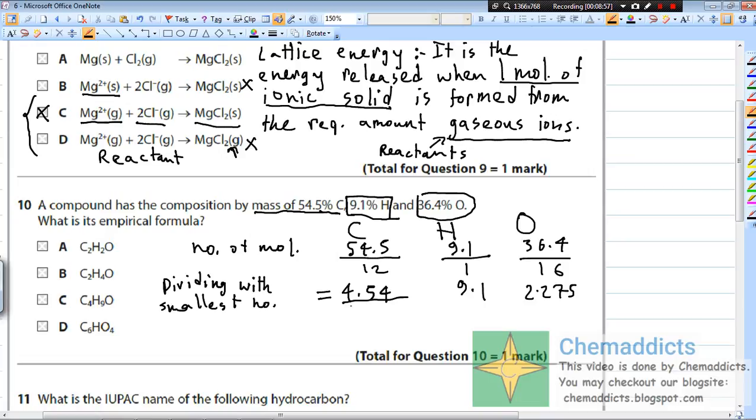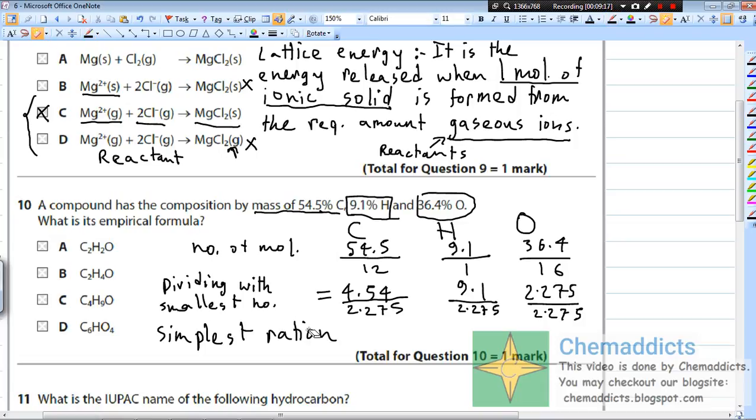So here the smallest number is 2.275. 2.275, 2.275. So here the simplest ratio would be... sorry, I have written "ration", another new word we have invented. Okay, this should be simplest ratio.